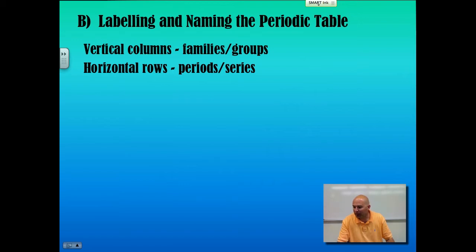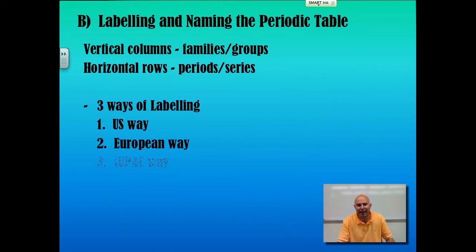Now, there is also a way of describing or labeling, getting a little bit more specific to it. Unfortunately, there are three ways. I wish there was one, but we have the US way, the European way, and what's called the IUPAC way. IUPAC stands for International Union of Pure and Applied Chemistry. Basically a group that gets together and helps devise and determine the rules and regulations that might be out there for chemistry.